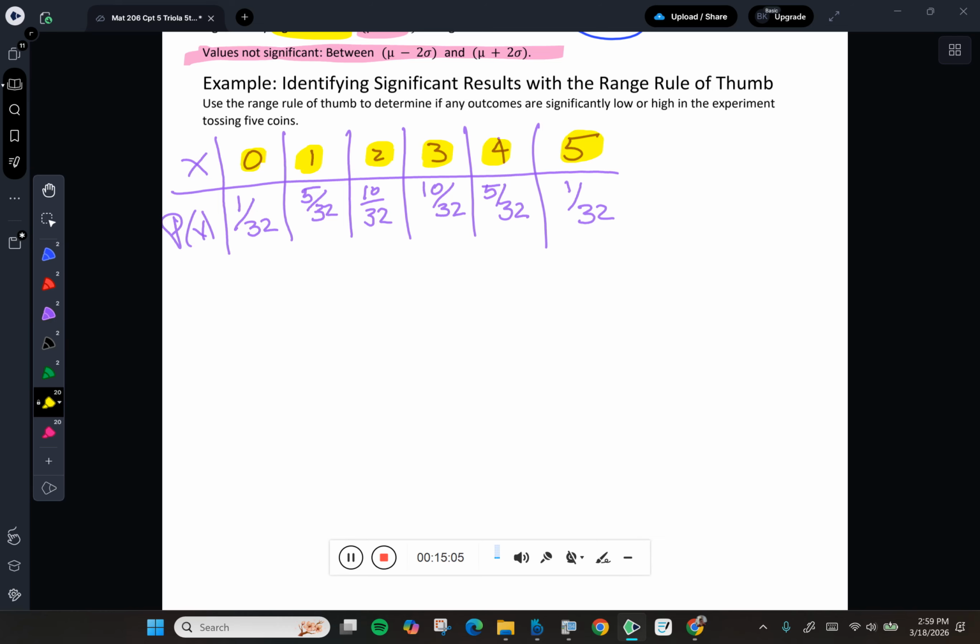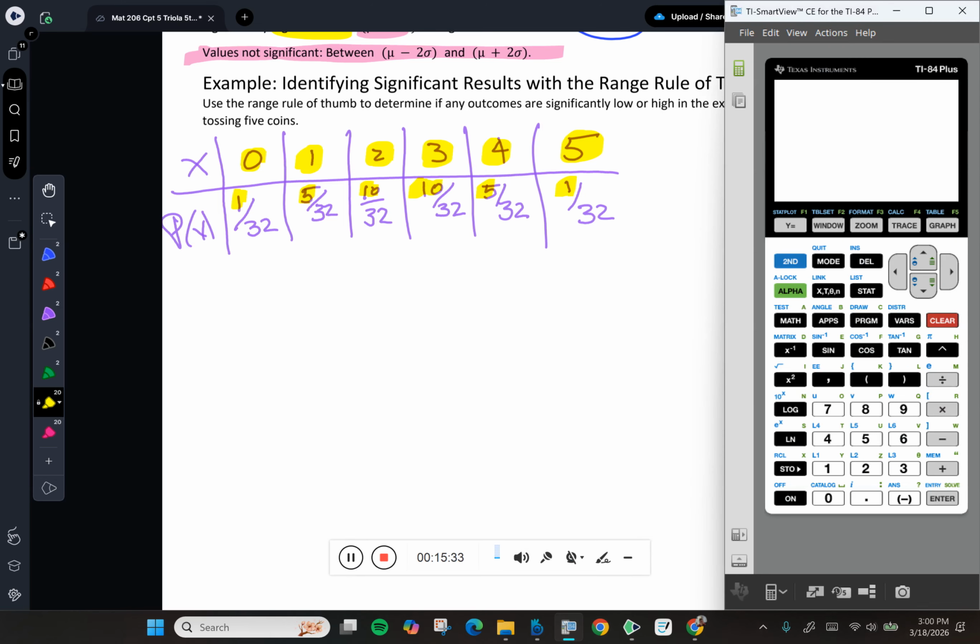The probabilities associated with each of these: 1 way out of 32, 5 ways, 10 ways, 10 ways, 5 ways, 1 way out of 32. So those are all the possible outcomes. Right? Now, to get to that range rule for significantly high number of heads or significantly low number of heads, we need the mean and the standard deviation. Now, I could do this by hand with those formulas, but I'm lazy. I'm incredibly lazy, so I want to use technology. So I'm going to set this up again.